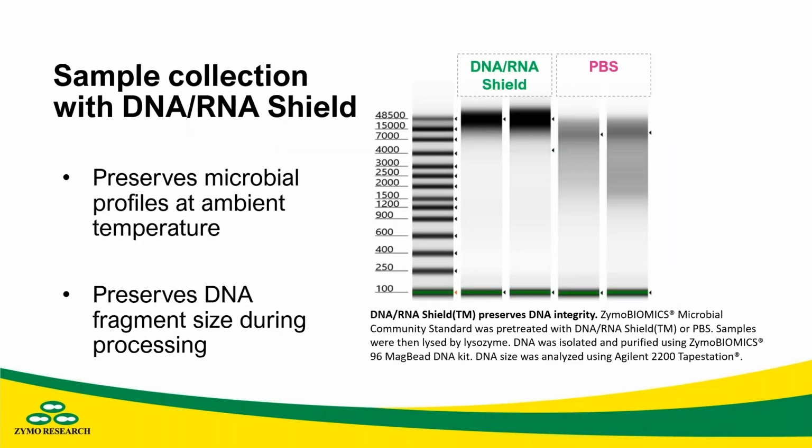The benefit of the Shield preservative reagent is that it also preserves DNA integrity during the DNA isolation step. This TapeStation image shows that we obtain higher molecular weight DNA with less fragmentation when samples are pre-treated with Shield preservation reagent versus a typical PBS buffer.